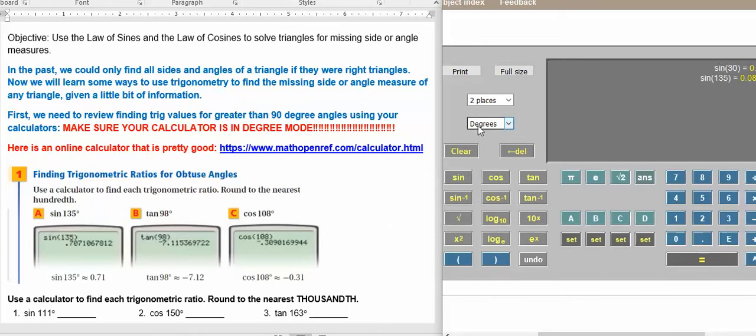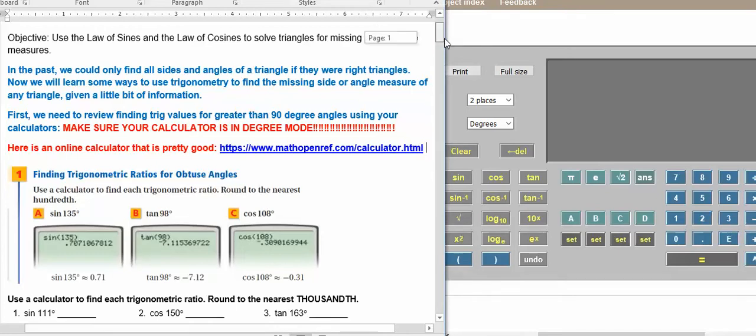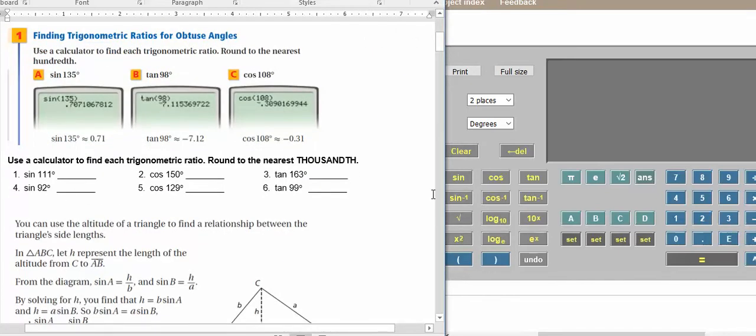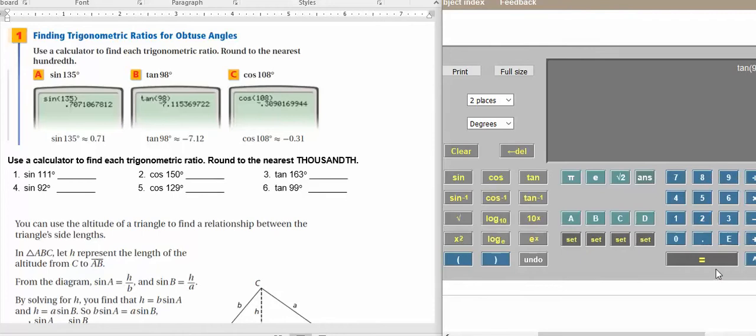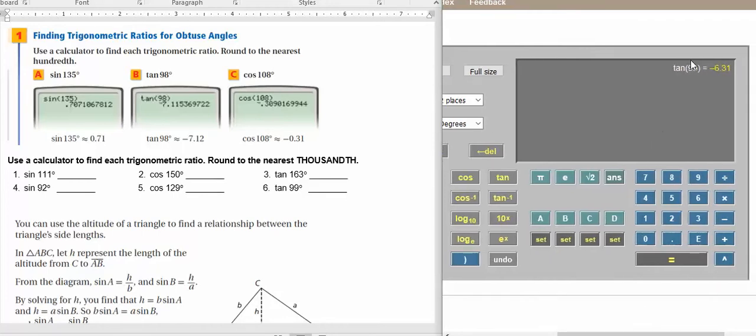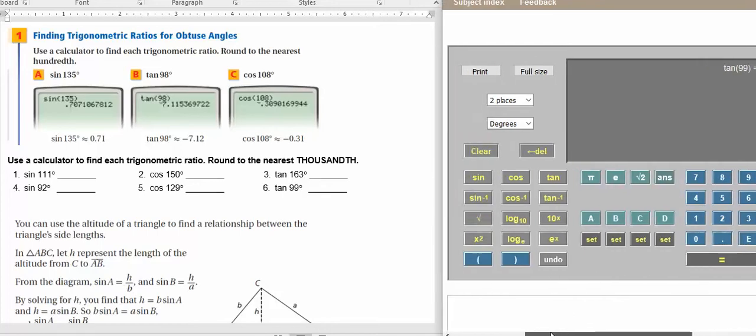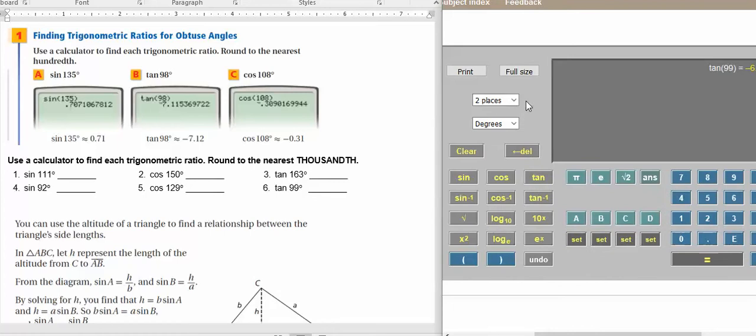All right, so now that we know we're in the right mode, we can go ahead and look at these problems. So the first ones are just to use your calculator to find the trig ratio and round to the nearest thousandth. Let's look at the tangent of 99. Tangent 99 is equal to negative 6.31. Oh, I don't even have to round that one. I think on here they have a way for me to set. Yes, so it's rounding to 2 places. I want to change that to 3 places or more. So let's try that again.